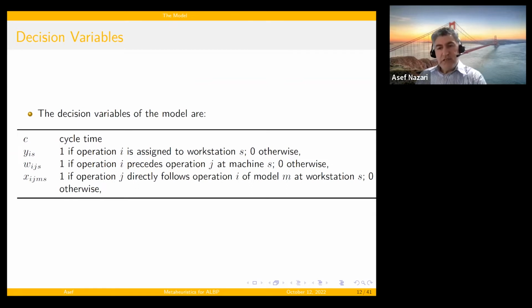So as always, the first attempt is to establish a mixed integer programming problem. And here is the list of variables. C, the cycle time, is going to be a continuous variable. We have some binary variables. Y is responsible for allocating jobs to machines. W is for taking care of the precedence. And X is going to be one if job j is going to immediately follow i for a particular model on machine s.